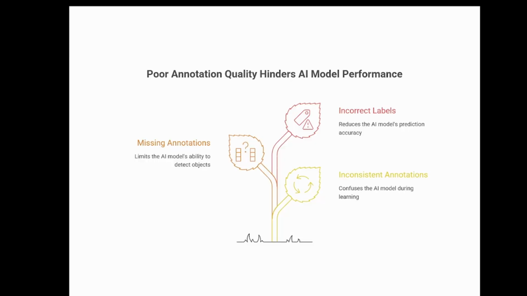So let's quickly summarize. Poor AI models are often not caused by poor algorithms, they are caused by poor annotation. Three mistakes you should always avoid are inconsistent annotation, missing object annotation, and incorrect class labels. If you can eliminate these three errors, you are already creating datasets that are far better than most beginners.